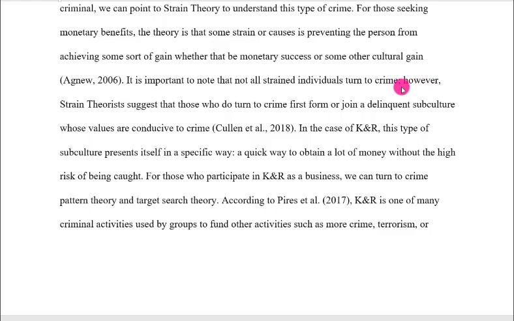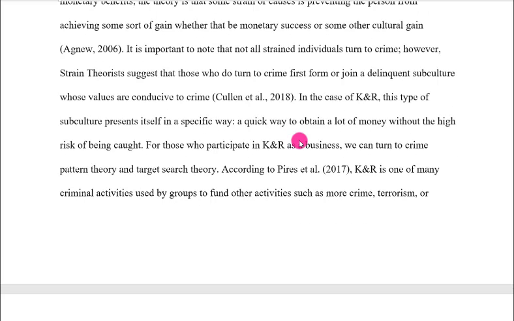Okay, so here we now have another one. This is using the semicolon, however, comma scenario. So it is important to note that not all strain individuals turn to crime. However, strain theory suggests. And so in this instance, we're actually using it as a function, again, to combine two complete sentences. This again refers to the other video about combining clauses, okay?